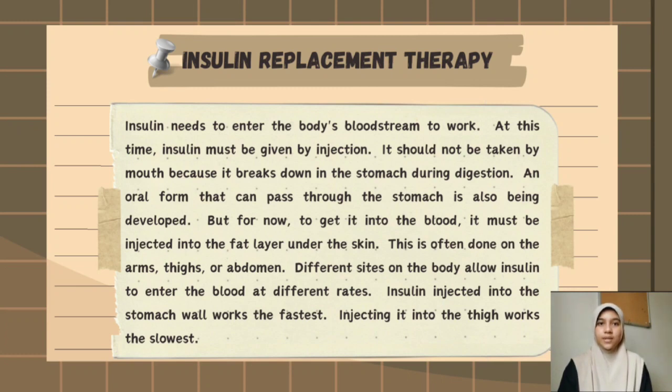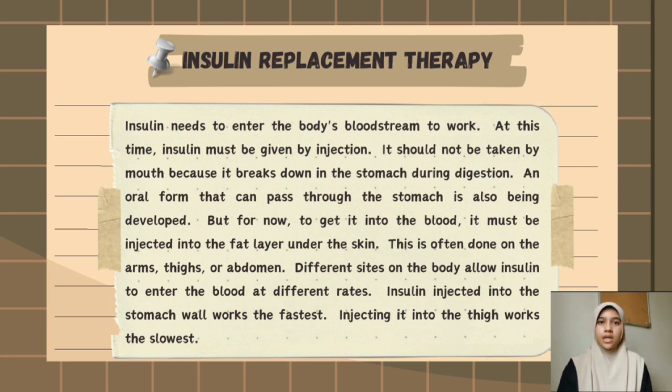Insulin needs to enter the body's bloodstream to work. At this time, insulin must be given by injection. It should not be taken by mouth because it breaks down in the stomach during digestion. An oral form that can pass through the stomach is also being developed, but for now, to get it into the blood, it must be injected into the fat layer under the skin. This is often done on the arms, thigh, or abdomen.